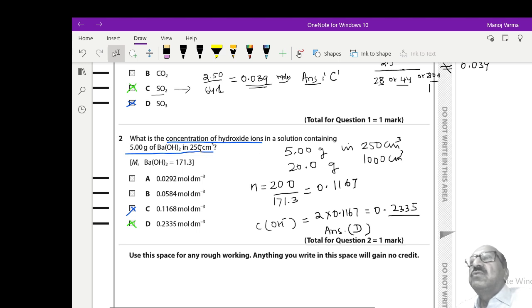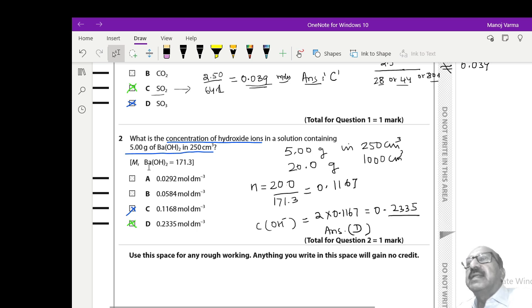So if in 250 centimeter cube we have 5 gram, how many grams will we have in 1000 centimeter cube, that is in 1 dm cube? So the answer is 20. This is the same thing as 20 grams of barium hydroxide per dm cube. Now we find out the number of moles by dividing this 20 by its molar mass, 171.3. So we get the number of moles of barium hydroxide as 0.1167.